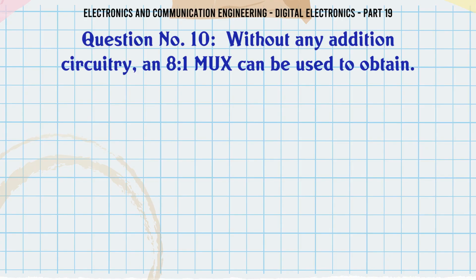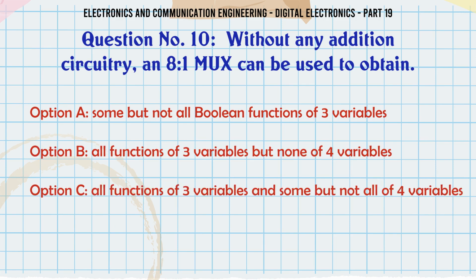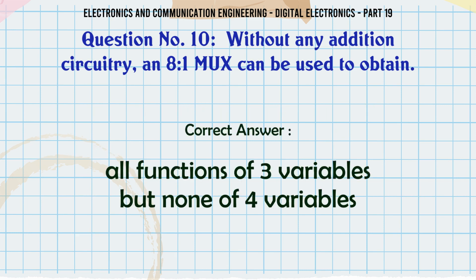Without any additional circuitry, an 8-to-1 MUX can be used to obtain: A. some but not all Boolean functions of 3 variables, B. all functions of 3 variables but none of 4 variables, C. all functions of 3 variables and some but not all of 4 variables, D. all functions of 4 variables. The correct answer is all functions of 3 variables but none of 4 variables.